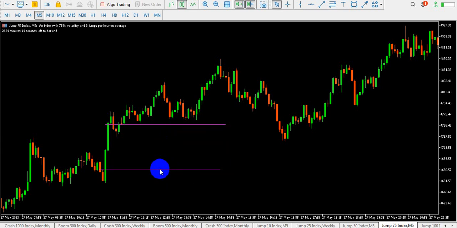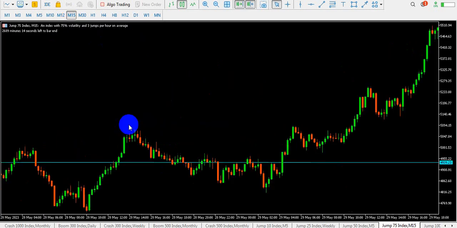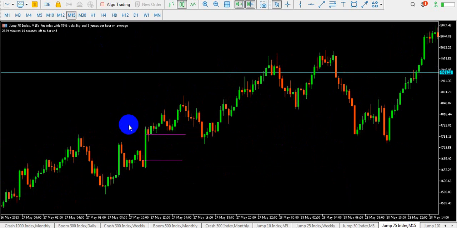And that. So let's take a look at the 15 minutes. And do you see that? So let's refine it. So this is a clear fair value gap. So I'm going to be using that. It's because we are in the lower time frame that we could not see it. So this is a fair value gap.